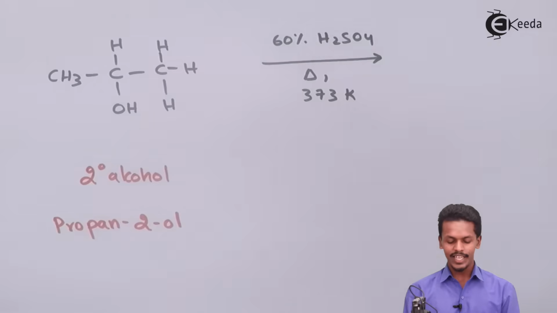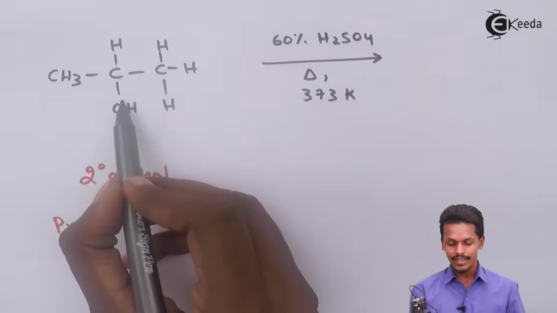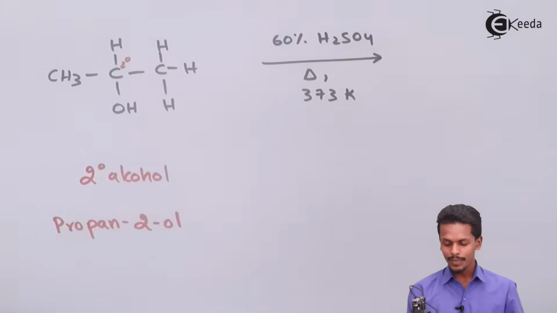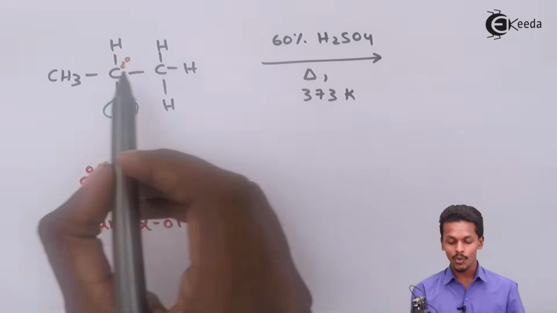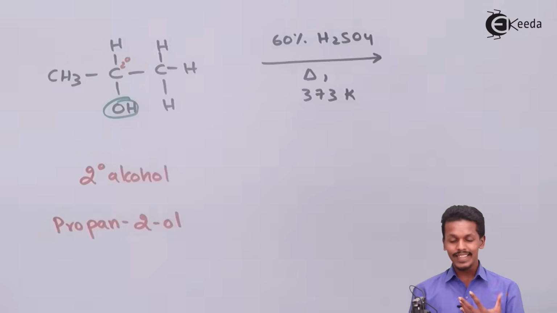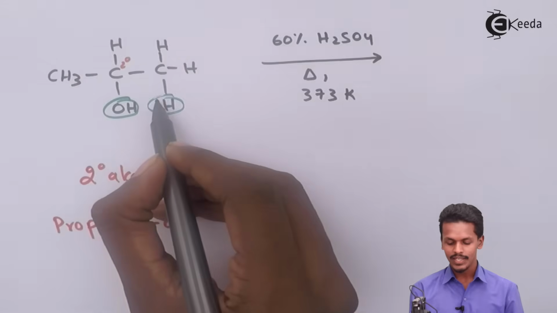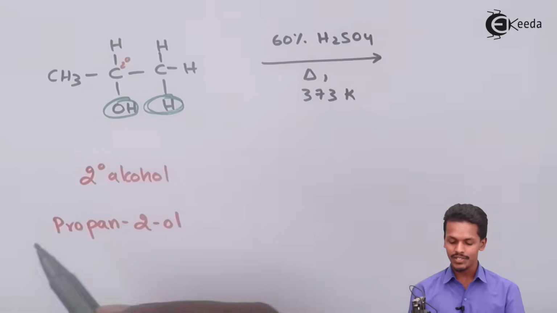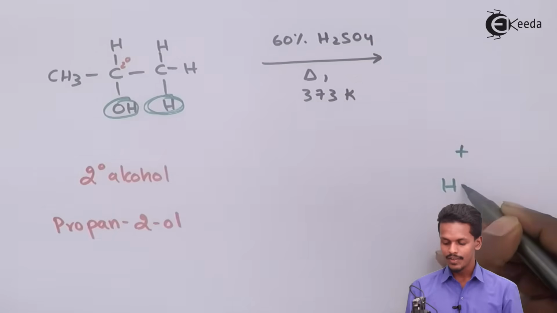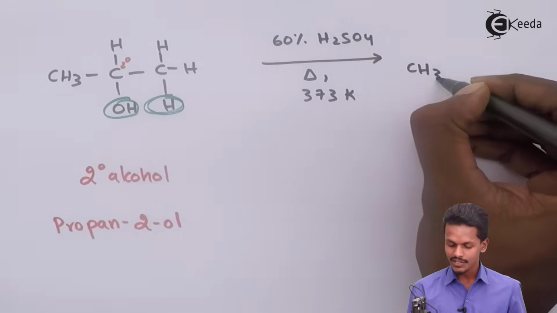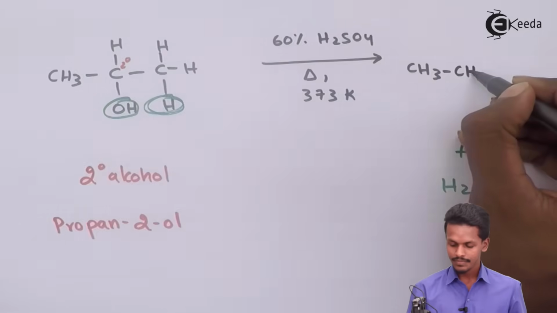So now how will the elimination take place? Since it is a secondary alcohol, this OH will be eliminated by removal of H, either from this carbon atom or from that carbon atom. Because this compound is very symmetrical, suppose this H will take away this OH, and what we will get is the removal of H2O. So the product that will be obtained in this process we could write as CH3 CH double bond.